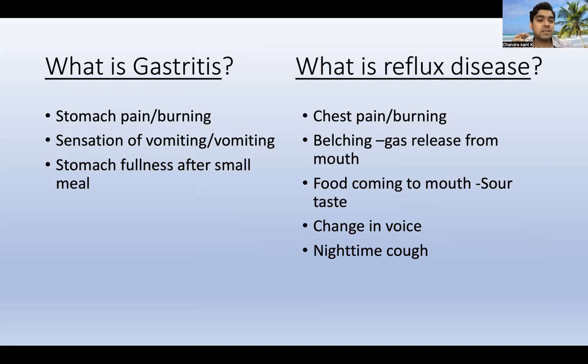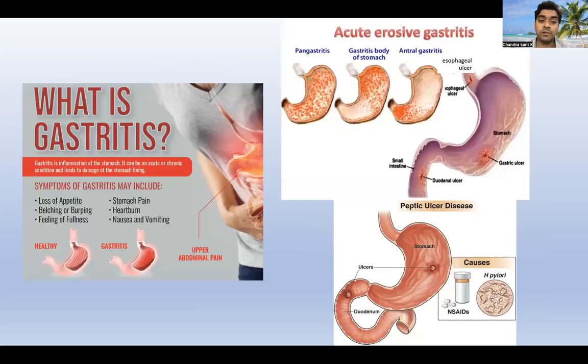And when this reflux occurs in the night time, they'll have a disturbance in sleep. This is called nocturnal reflux disease, and because of that their sleep is disturbed and they can develop hypertension also if sleep is not properly going. So what is this gastritis? You can see here the burning red thing, and they complain of the symptoms we have discussed.